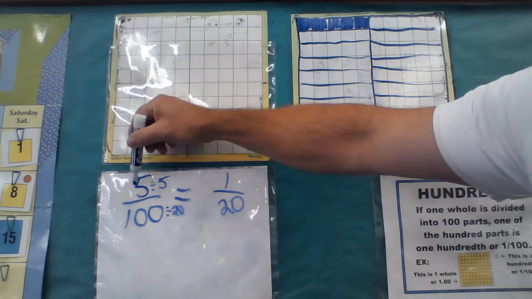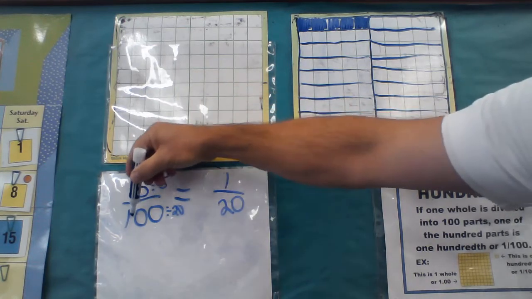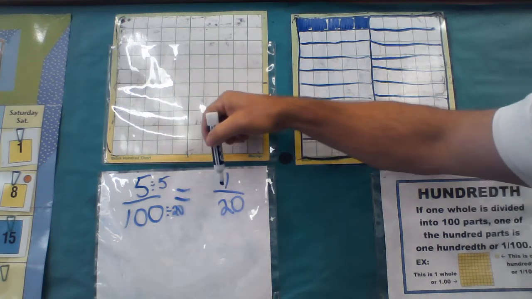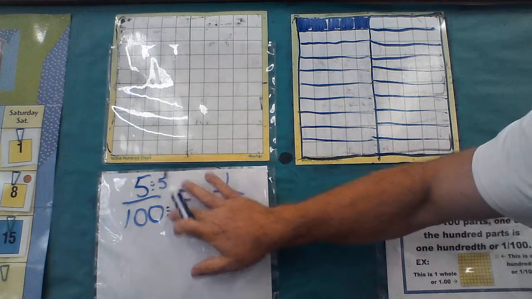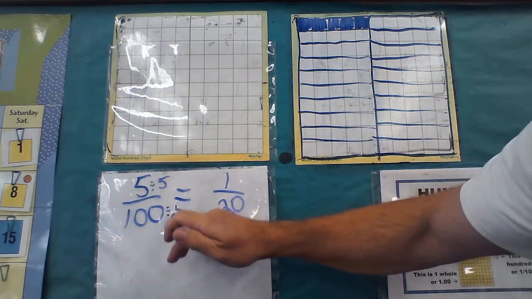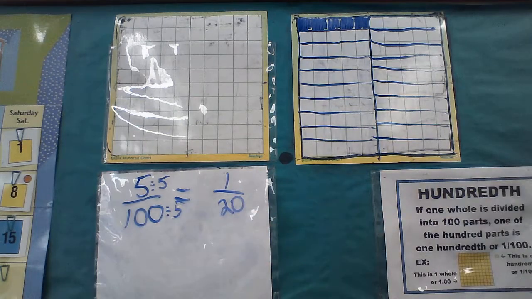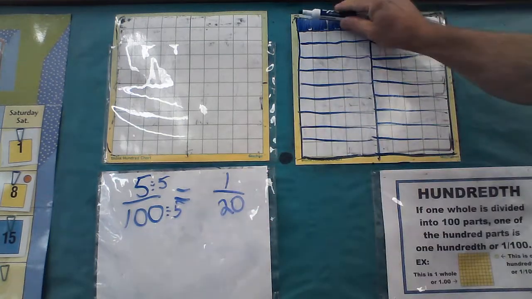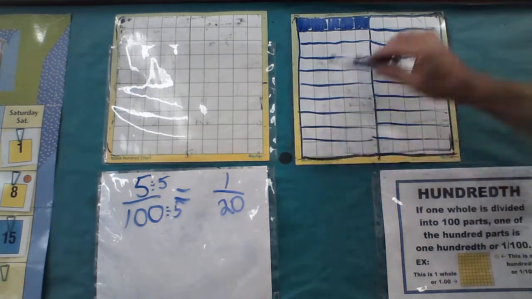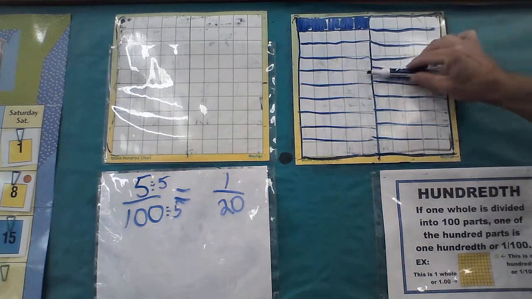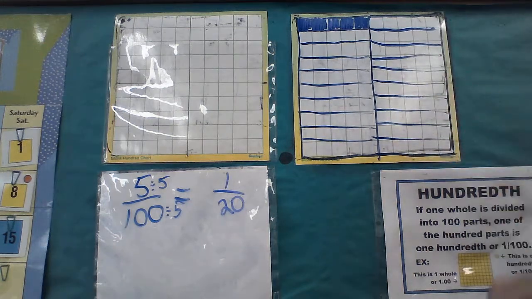Now, when I divide them, 5 divided by 5 is 1, and 100 divided by 20 is... I'm sorry, not divided by 20. What am I doing? 100 divided by 5 is 20. So now if I count 5, 10, 15, 20, 25, 30, 35, 40, 45, 50, 55, 60, 65, 70, 75, 80, 85, 90, 95, 100.